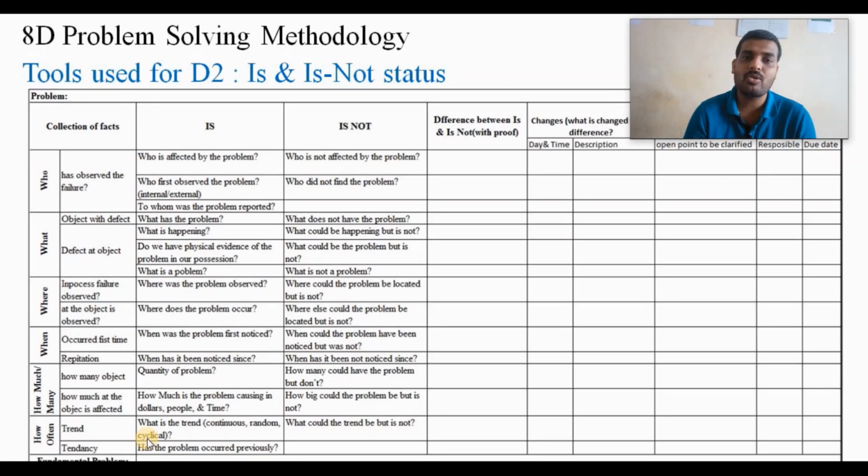So this is about step number D2, that is problem description. The output of this problem description is a fundamental problem definition. How should this fundamental problem definition look? There is one thumb rule to write a fundamental problem description by using 4 P's. The first P stands for product or process, the second P stands for problem, the third P stands for place, and the fourth P stands for pain.